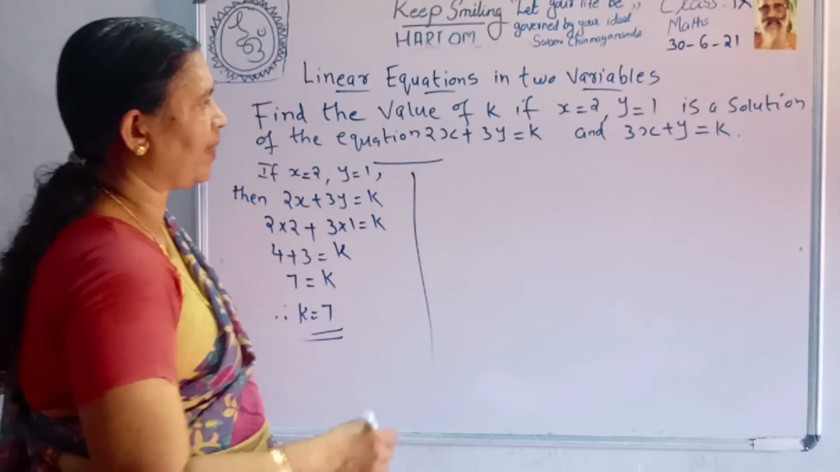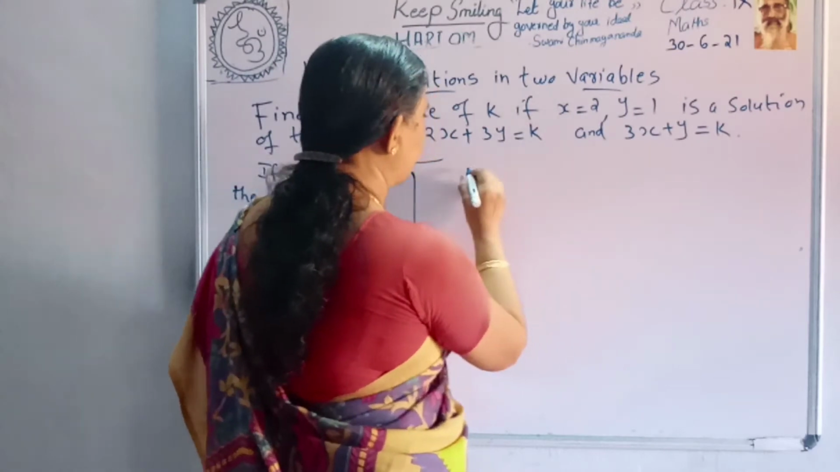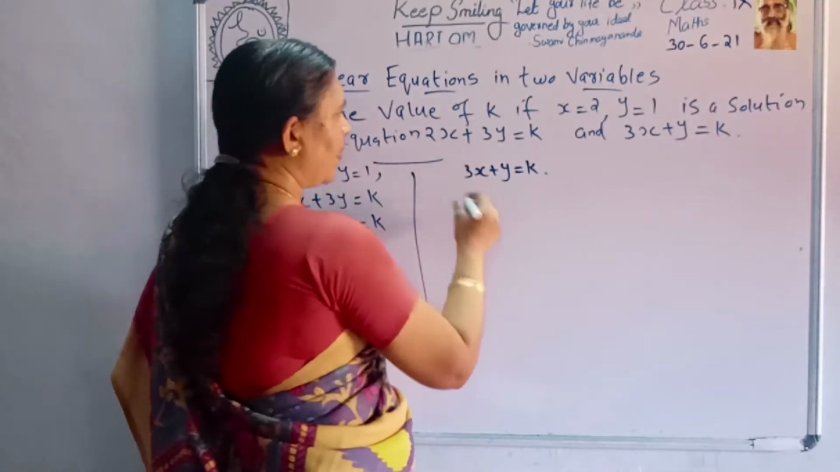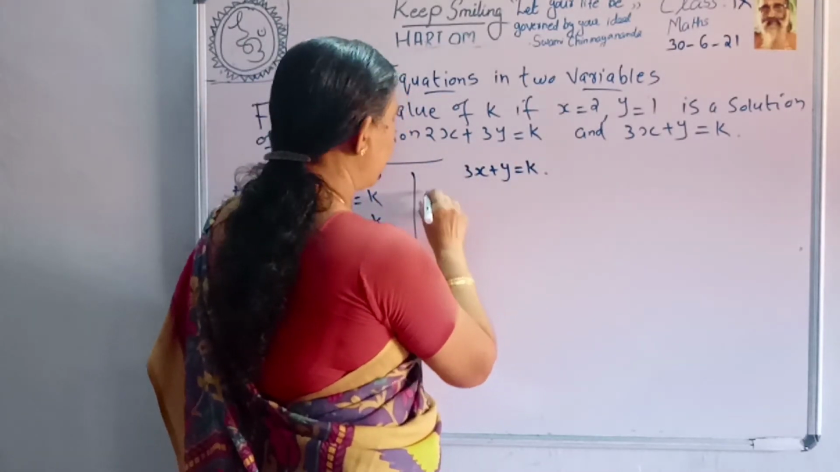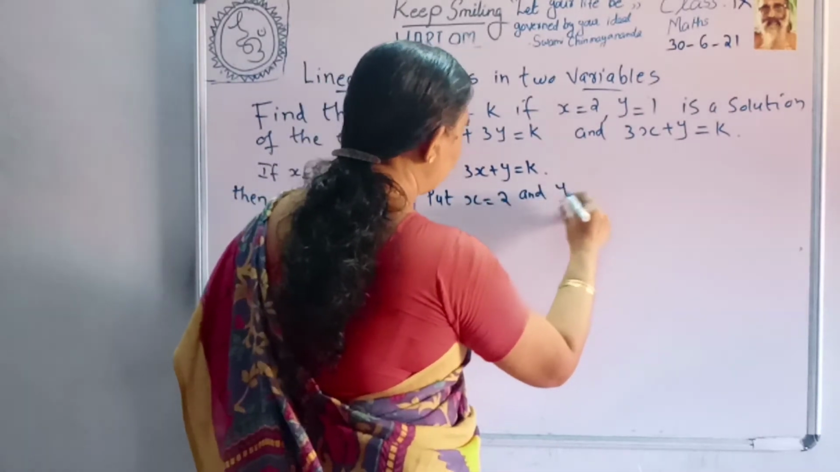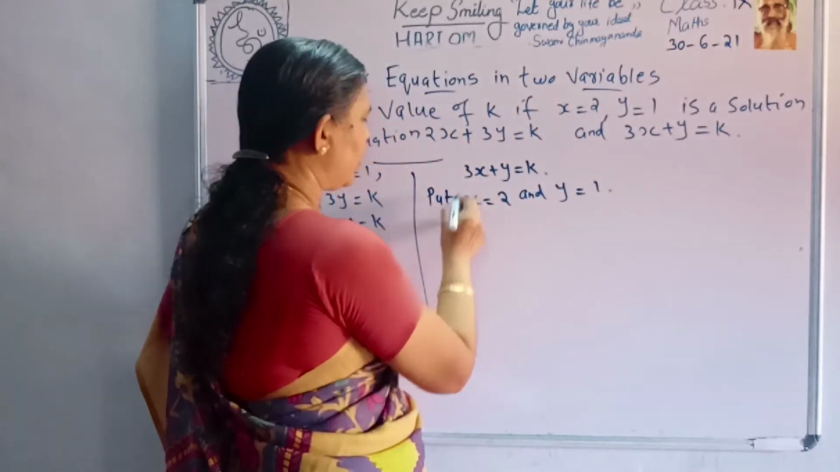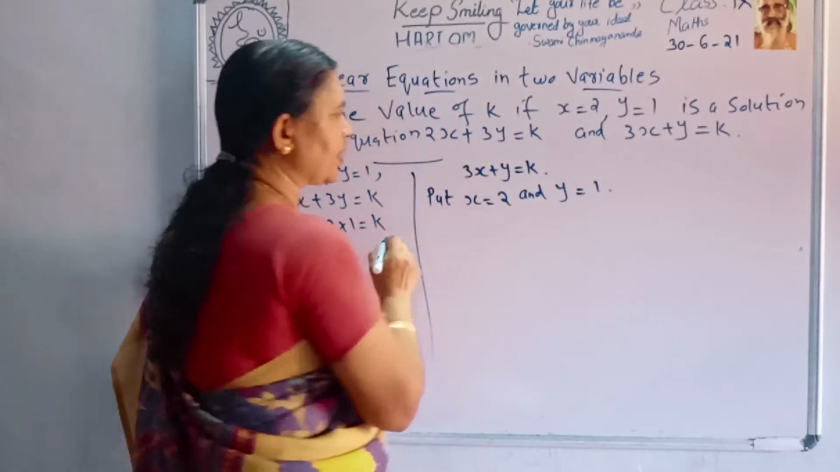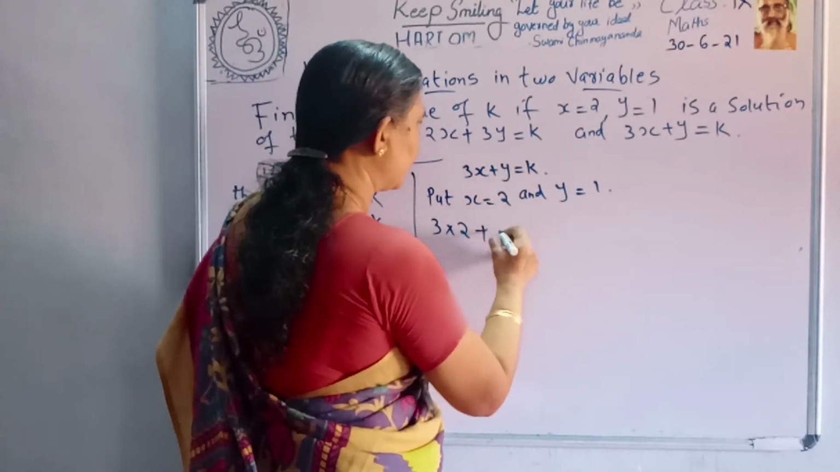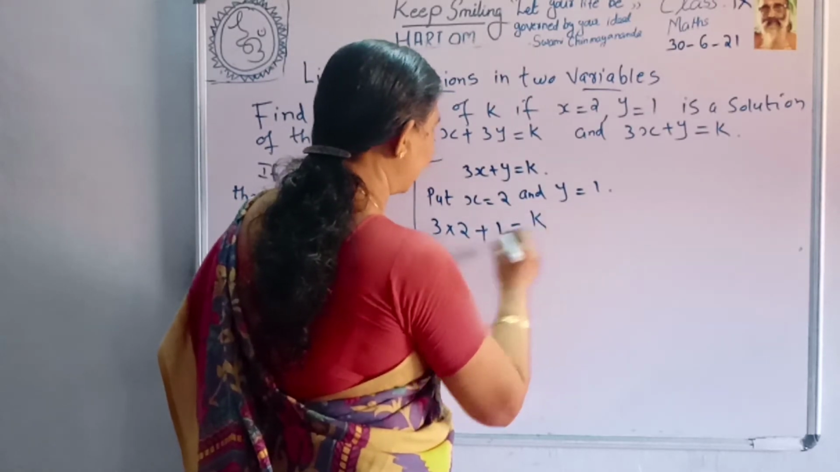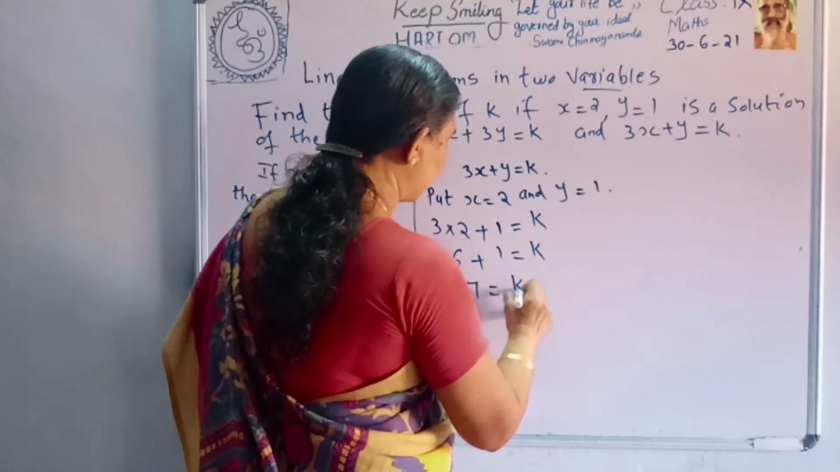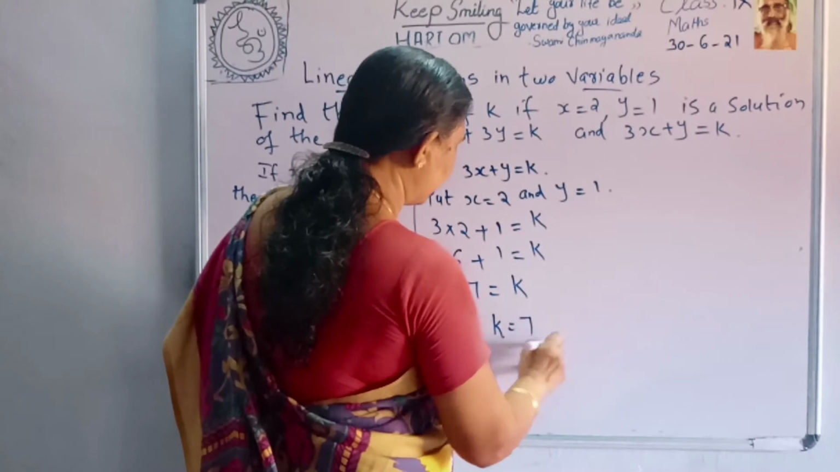Then we can find k for the equation 3x plus y is equal to k. The next equation is 3x plus y is equal to k. Then here x is equal to 2 and y is equal to 1. Instead of x we put 2. That is 3 into 2 plus 1 is equal to k. 3 into 2 is 6. 6 plus 1 equals k. That is 7 is equal to k, or we can write k is equal to 7.